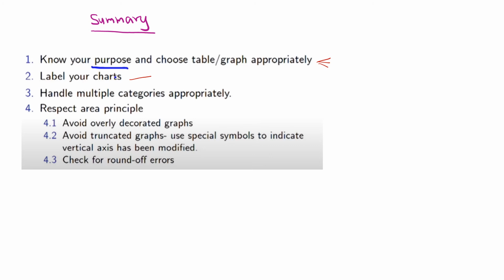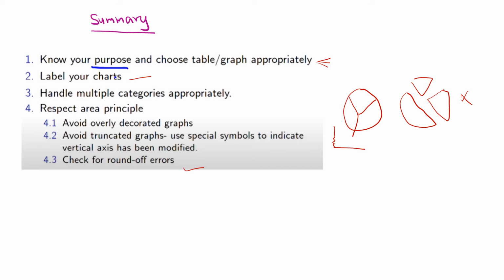Means if you are in a pie chart, if you are showing the slices away from the center, it is a decorated graph, but it has no meaning. So avoid this. Avoid truncated graphs and use a special symbol to indicate the vertical axis has been modified like this. Check for round off errors. These are the mistakes people make in representation of data.